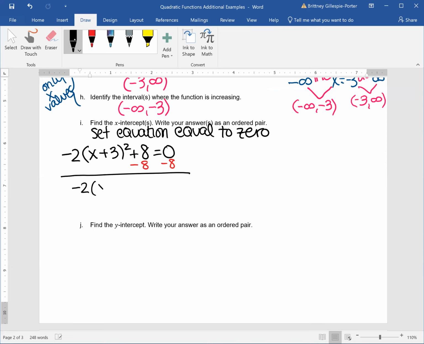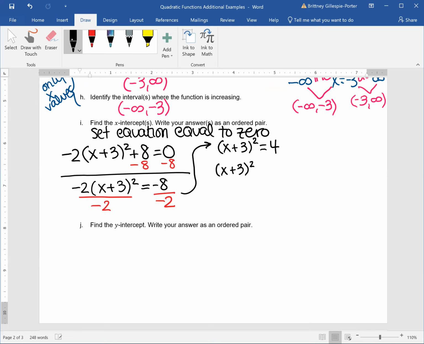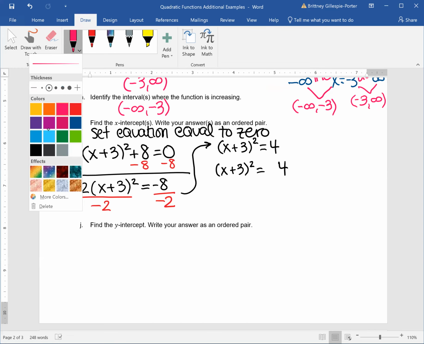We have negative 2 times x plus 3 quantity squared equals negative 8. We can't take the square root of both sides yet because that negative 2 is in the way. Since we have negative 2 times our parentheses, we're going to divide both sides. We have x plus 3 quantity squared is equal to positive 4 because negative 8 divided by negative 2 is positive 4.